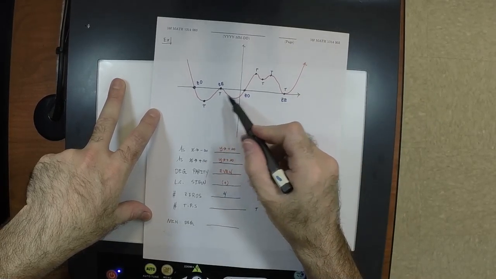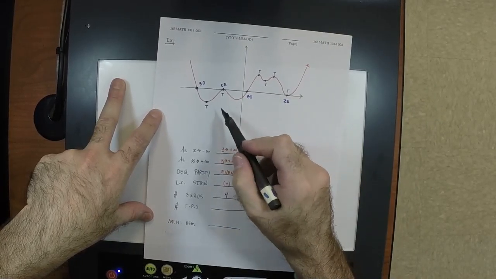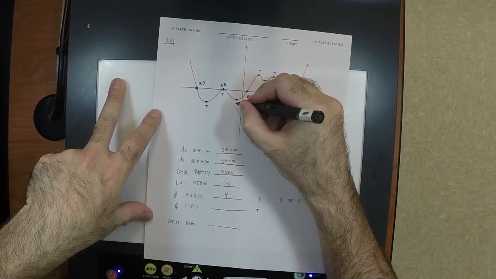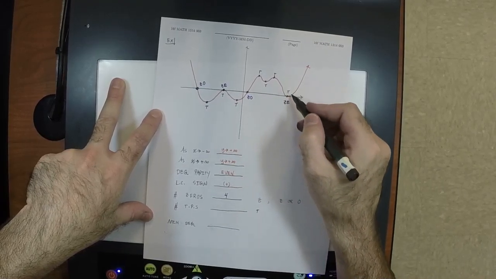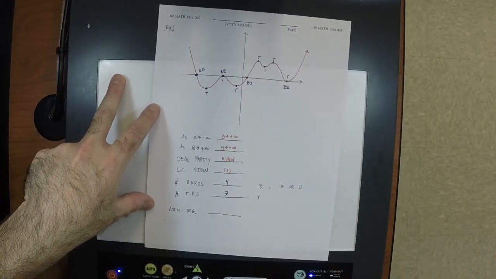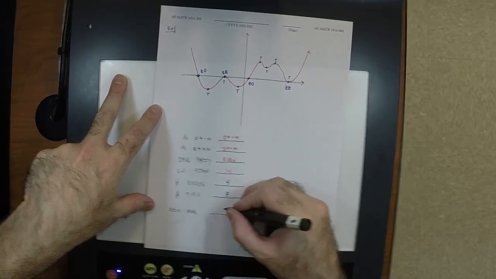So how many were there? 1, 2, 3, 4, 5, 6. Wait, 1, 2, oh, here, I missed one. 1, 2, 3, 4, 5, 6, 7. So what's the minimum degree of this? 8.